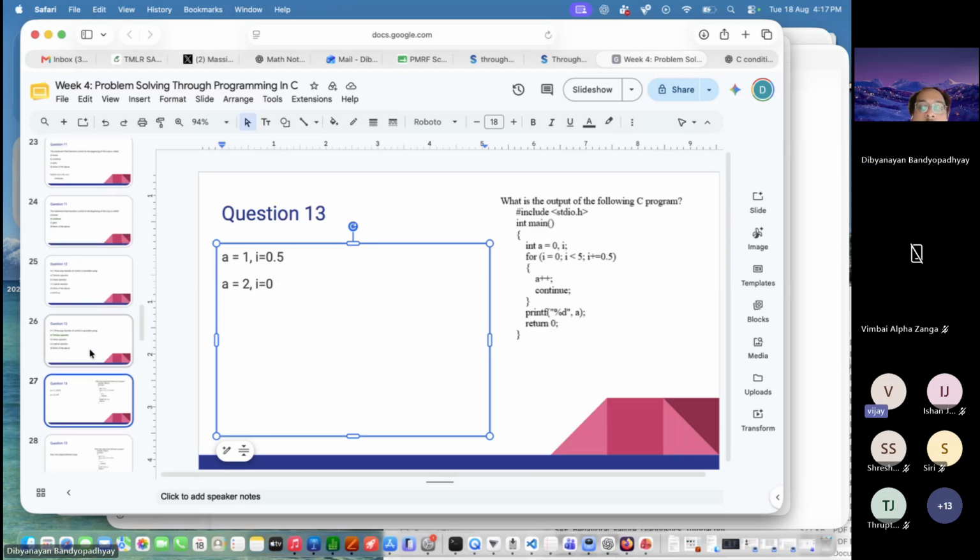Sir, can you explain this problem again, sir? When continue is executed, the loop is again initialized to i equal to 0, sir. Correct.